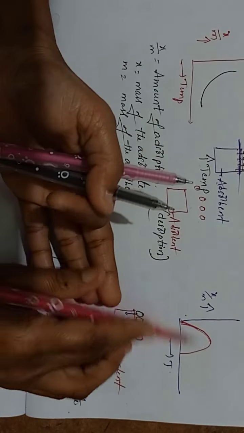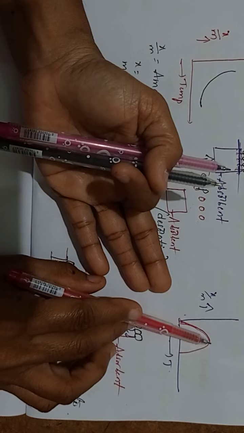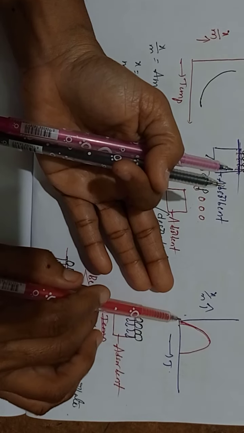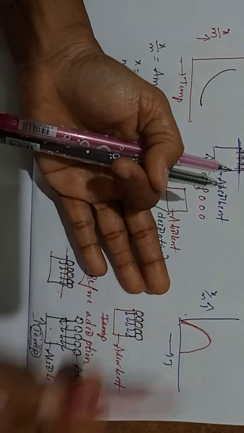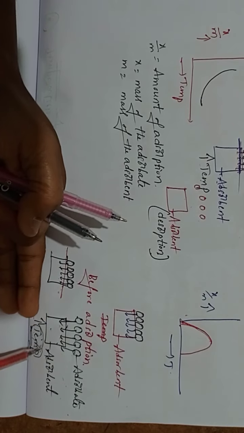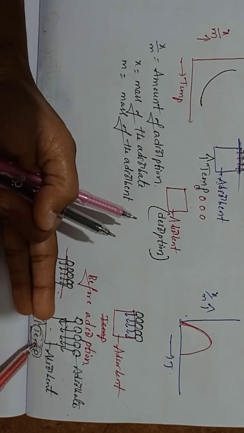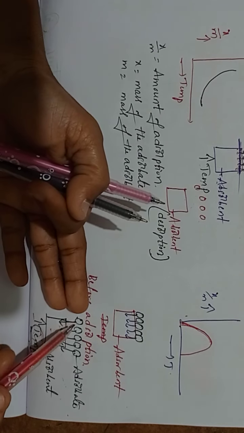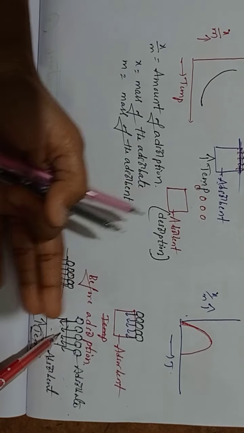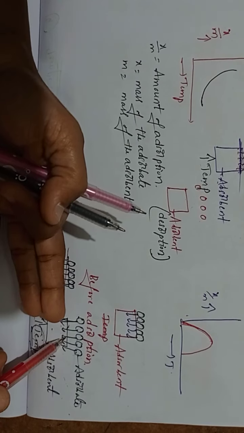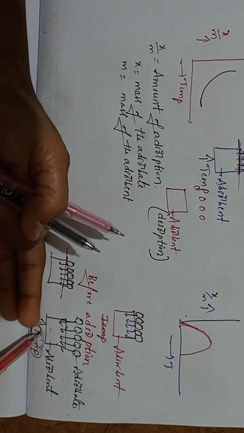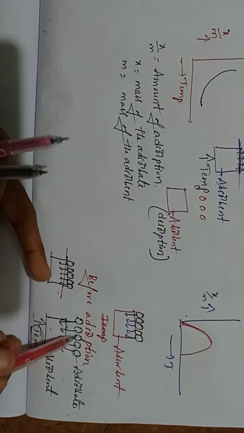Are you following? This is the graph. Initially the amount of adsorption increases, students. Why does it increase here? During the formation of the bond. When we are increasing the temperature, it is used to activate the molecules to participate in the strong bond with the adsorbent. Now that means adsorption increases.